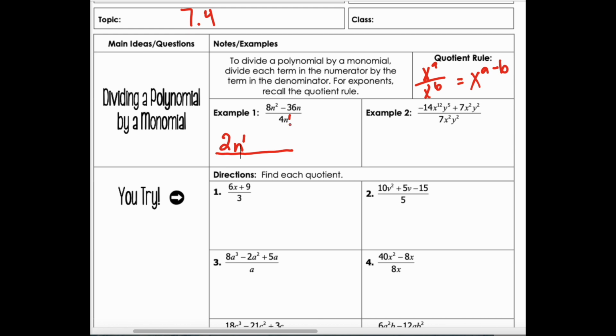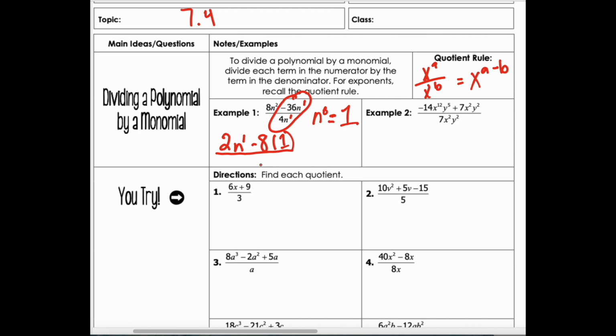Now we are going to be looking at the other side. We remember this negative symbol is here, and we look at 36 divided by 4. 36 divided by 4 is 8, but it's a negative 8 because this 36 is negative. Then we're going to subtract. We have n to the power of 1 minus n to the power of 1. Well, 1 minus 1 is 0, so this would be n to the 0, and we know that anything to the power of 0 always equals 1.